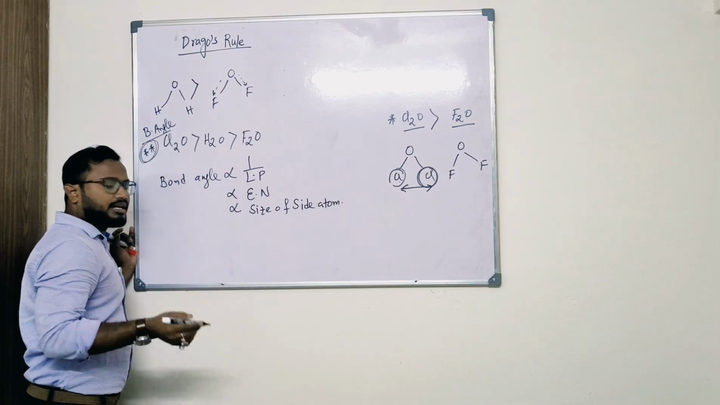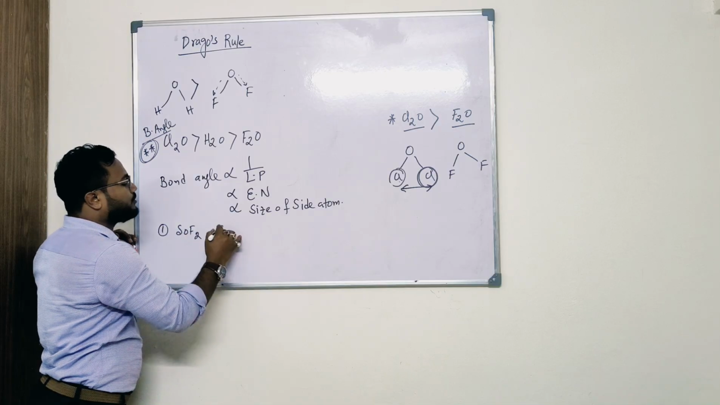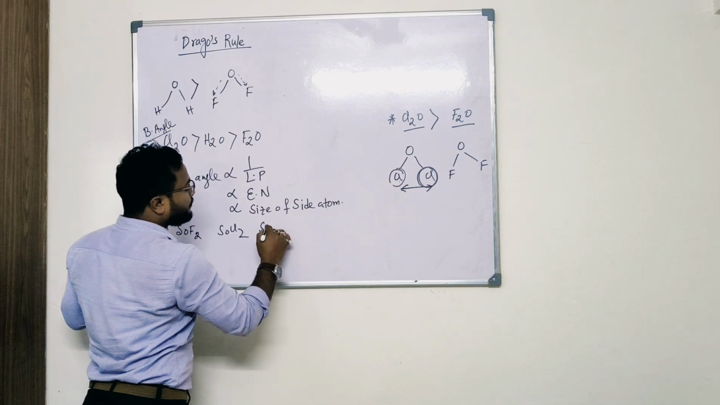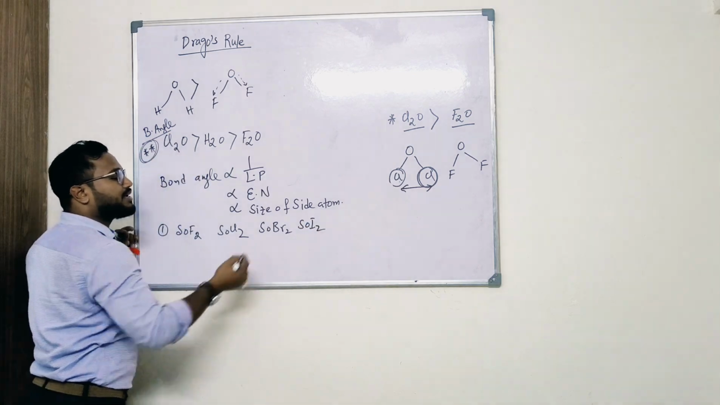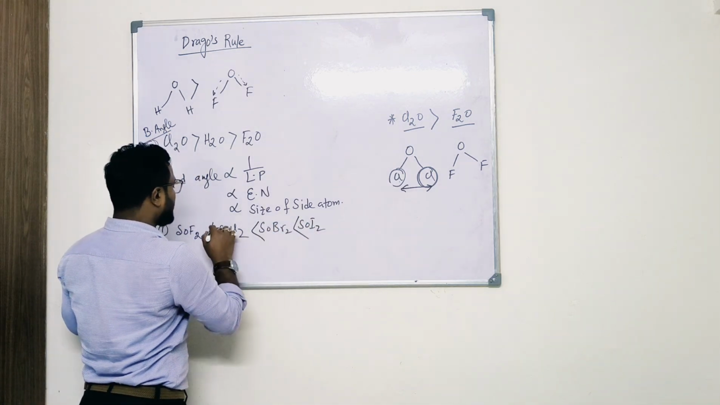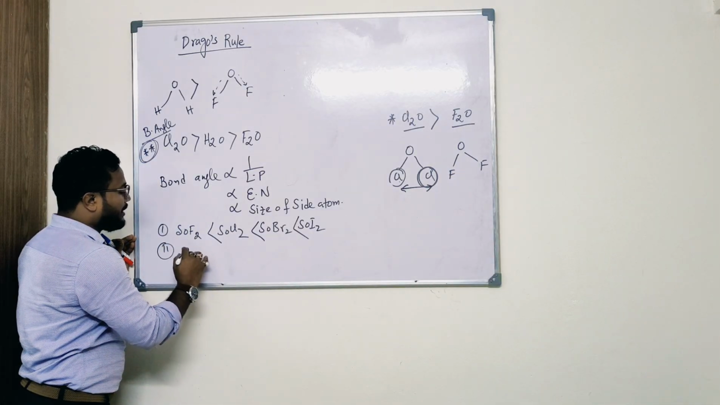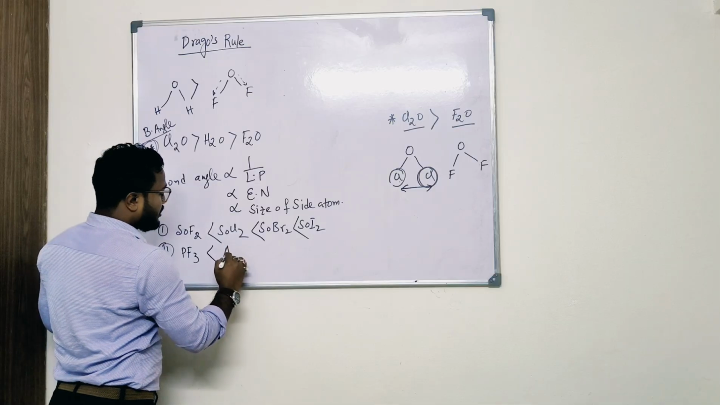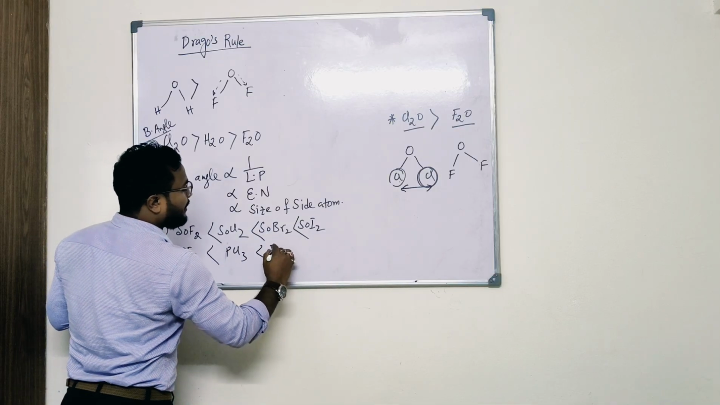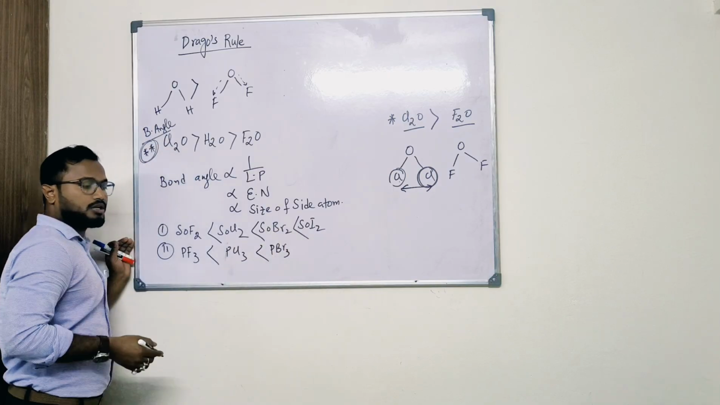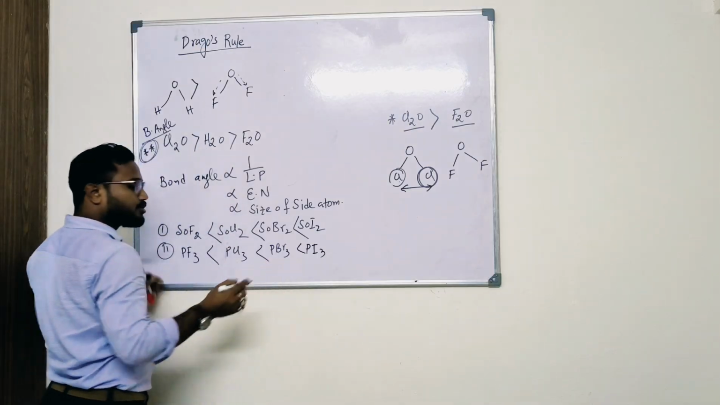With respect to this, let us take the last 3 questions of today. First we are taking SOF2, SOCl2, SOBr2 and SOI2. Which has the bigger size? SOI2. Iodine has the bigger size. So the order of bond angle is this. If you take PF3, PCl3 and PBr3, this is going to be the order. PI3 you want to take, you can take. For PI3, this is going to be the order.